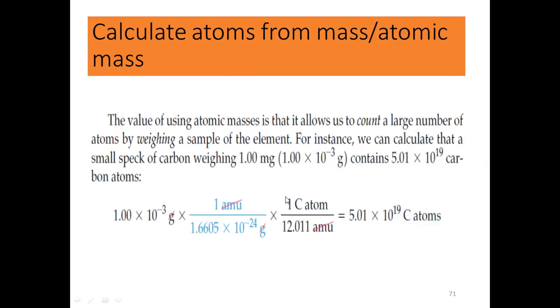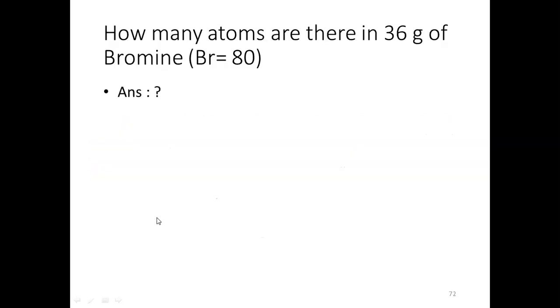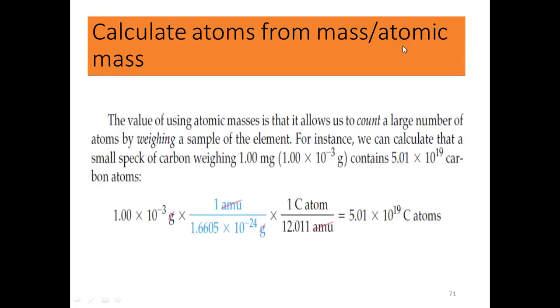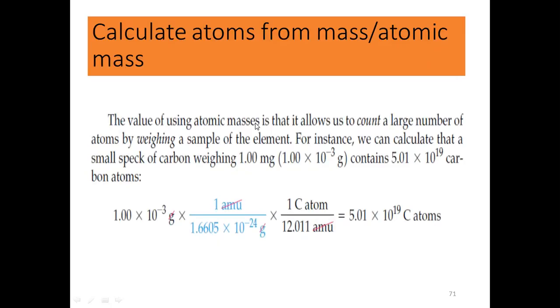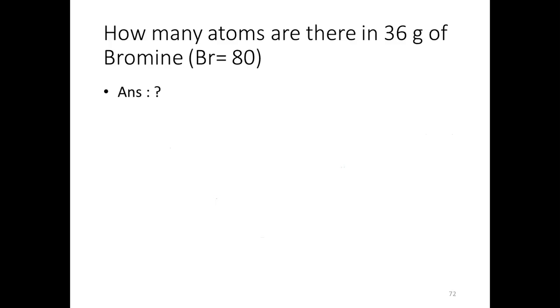You can use the same formula here. Since 36 gram is given, you put 36 here. This remains the same: 1 AMU is equal to this. For the bromine atom, one bromine atom is equal to 80 AMU, so you put 80 here, and when you solve in the same way, you get the answer, written here: 2.7 × 10^23 bromine atoms.